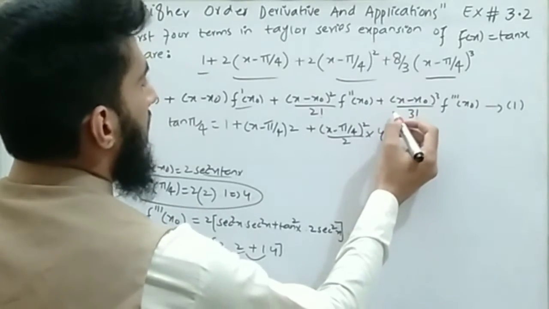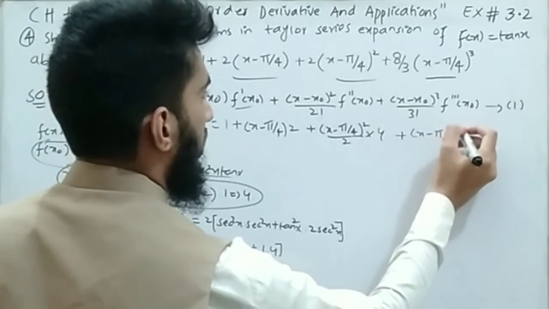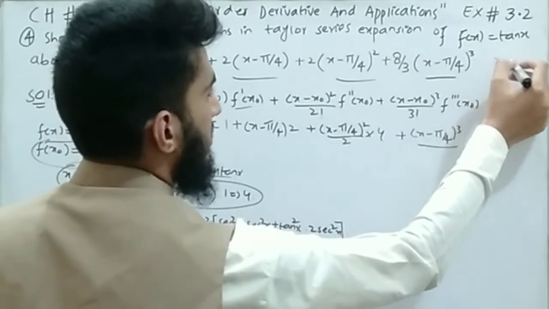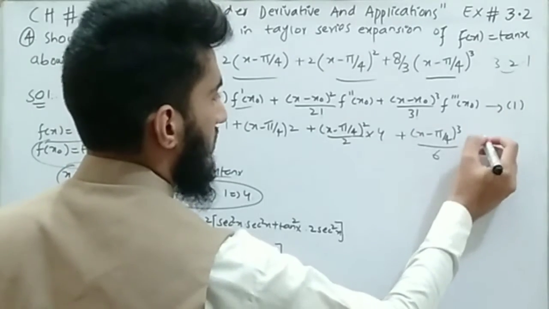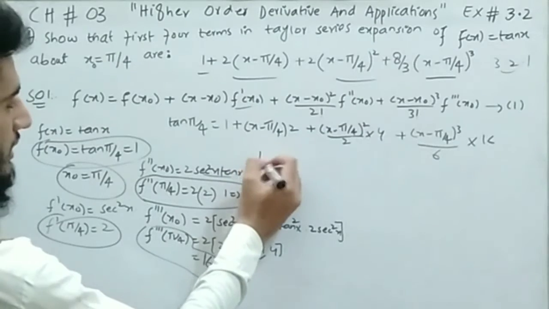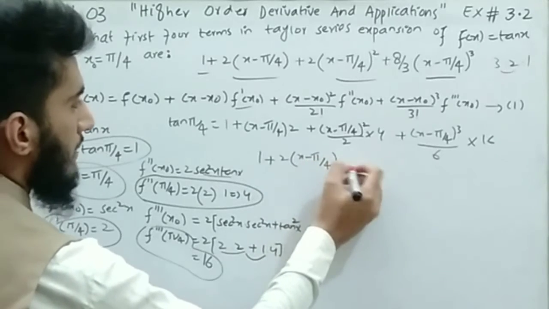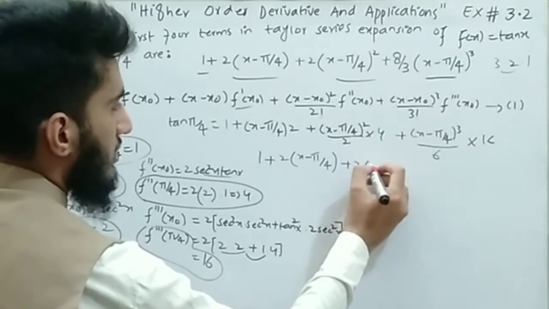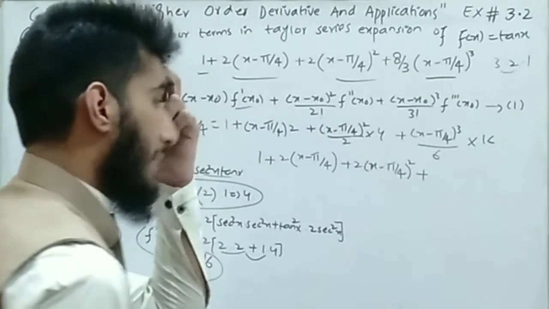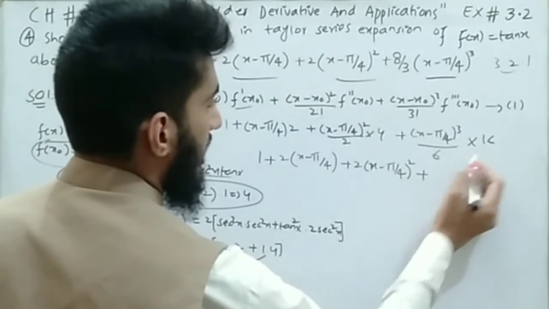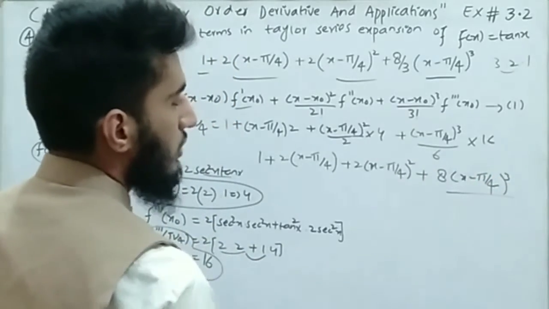And after this plus x minus x naught, so x minus pi by 4 whole cube divided by 3 factorial, which is 3.2.1, it will give us just 6. And f triple prime of x naught is equal to 16. So by simplification it will give us 1 plus 2 into x minus pi by 4. And plus 4 is cancelled out with 2, it gives us 2 into x minus pi by 4 whole square. And over here 16 and 6, both are factors of 2. So by dividing both by 2, it will give us 8 into x minus pi by 4 whole cube, and dividing 6 by 2, it will give us a value 3.